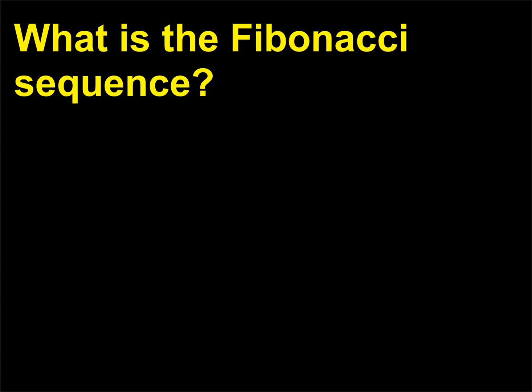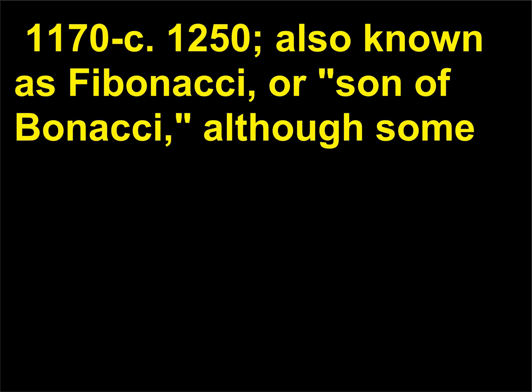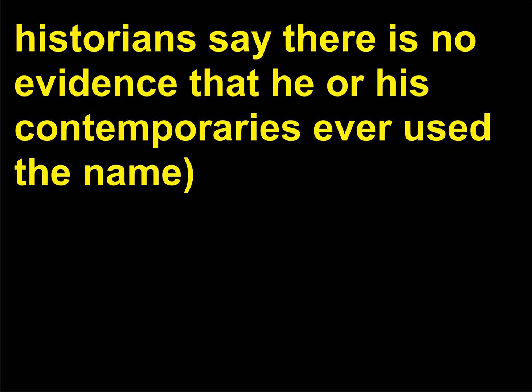What is the Fibonacci sequence? Italian mathematician Leonardo of Pisa, c. 1170 to c. 1250, also known as Fibonacci, or son of Bonaccio, although some historians say there is no evidence that he or his contemporaries ever used the name.